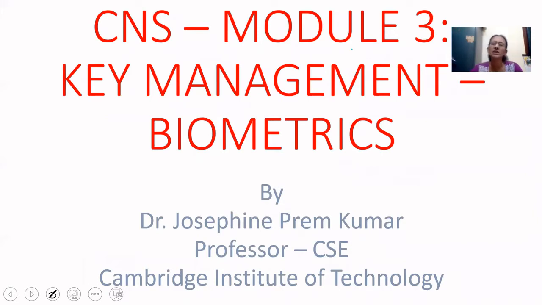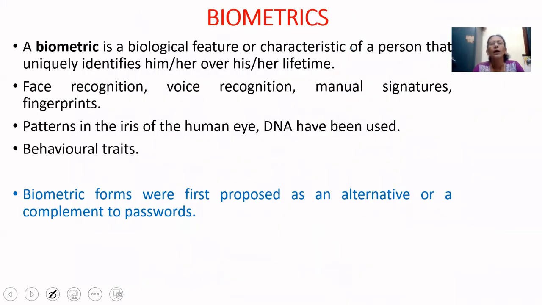Next topic that we see is biometrics. What is a biometric? A biometric is a biological feature or characteristic of a person that uniquely identifies him or her over his or her lifetime. So it is a biological feature that is characteristic of a particular person.